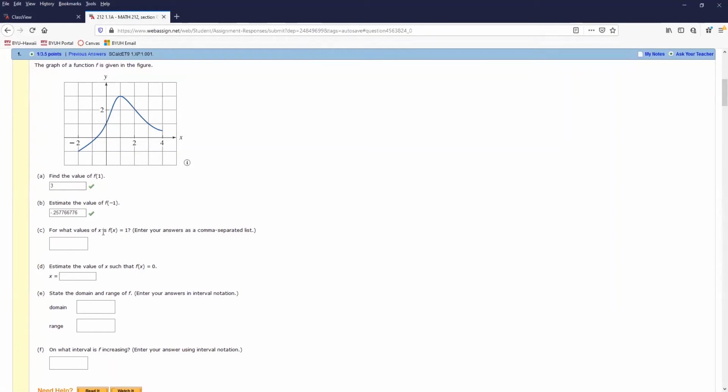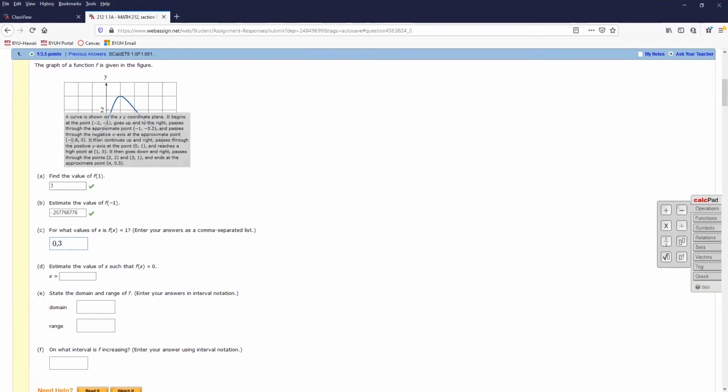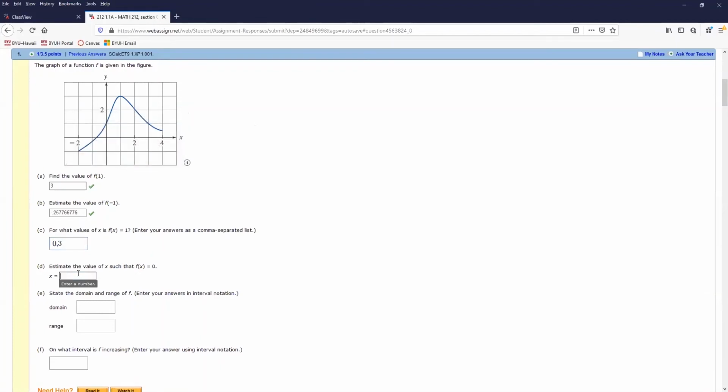Okay, so part C, for what values is f of x equal to 1? Okay, so here you go, right here. This is 1 right here. This horizontal line there. And it looks like it goes through here at 3 and also at 0. So we're going to put 0, 3. And then where is it 0? It goes through 0 right here. So anybody want to guess? -0.7 maybe? Yeah, 0.